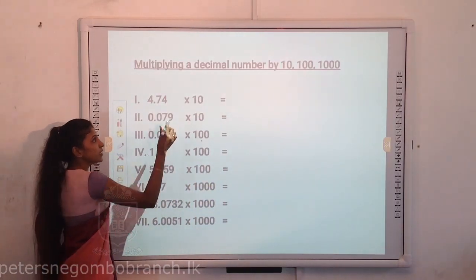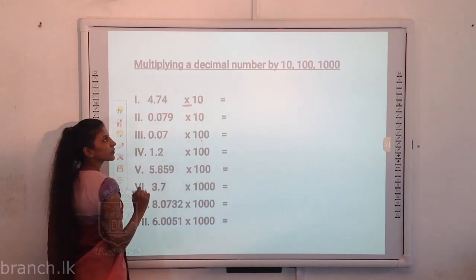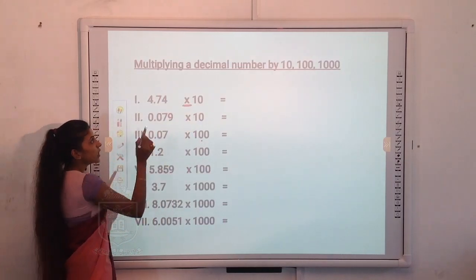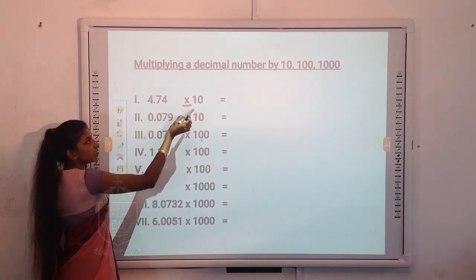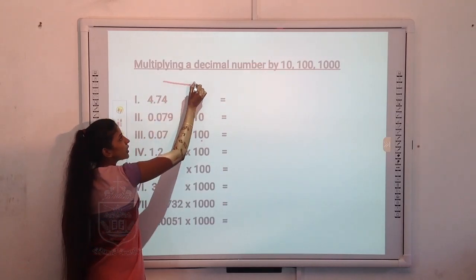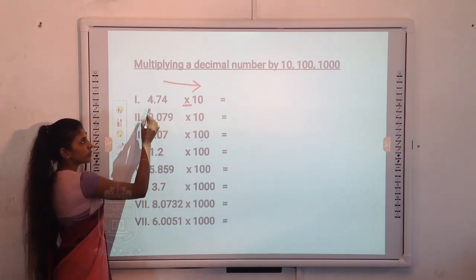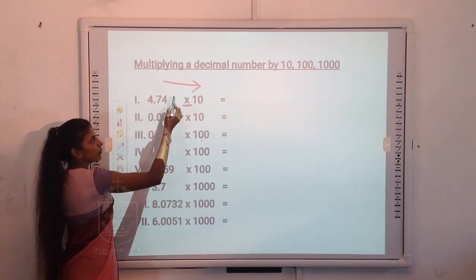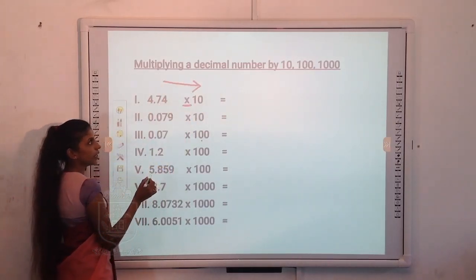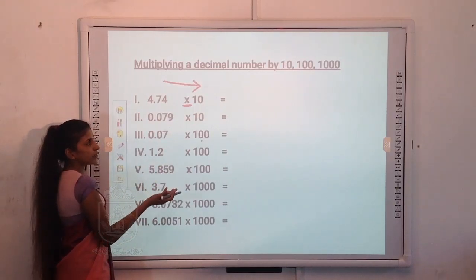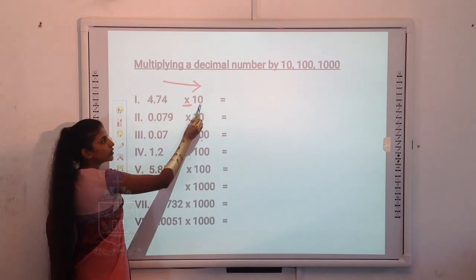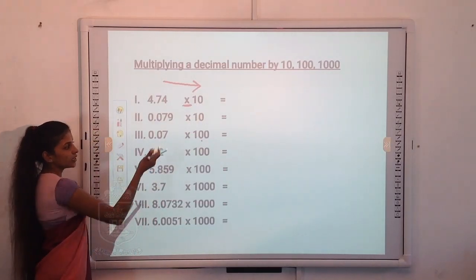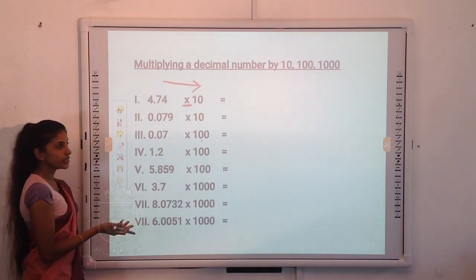And then if it is multiplication, the decimal point of the decimal number should be moved to the right side. But how many places? That is very important. You have to move the decimal point according to the number of zeros in the power of 10.